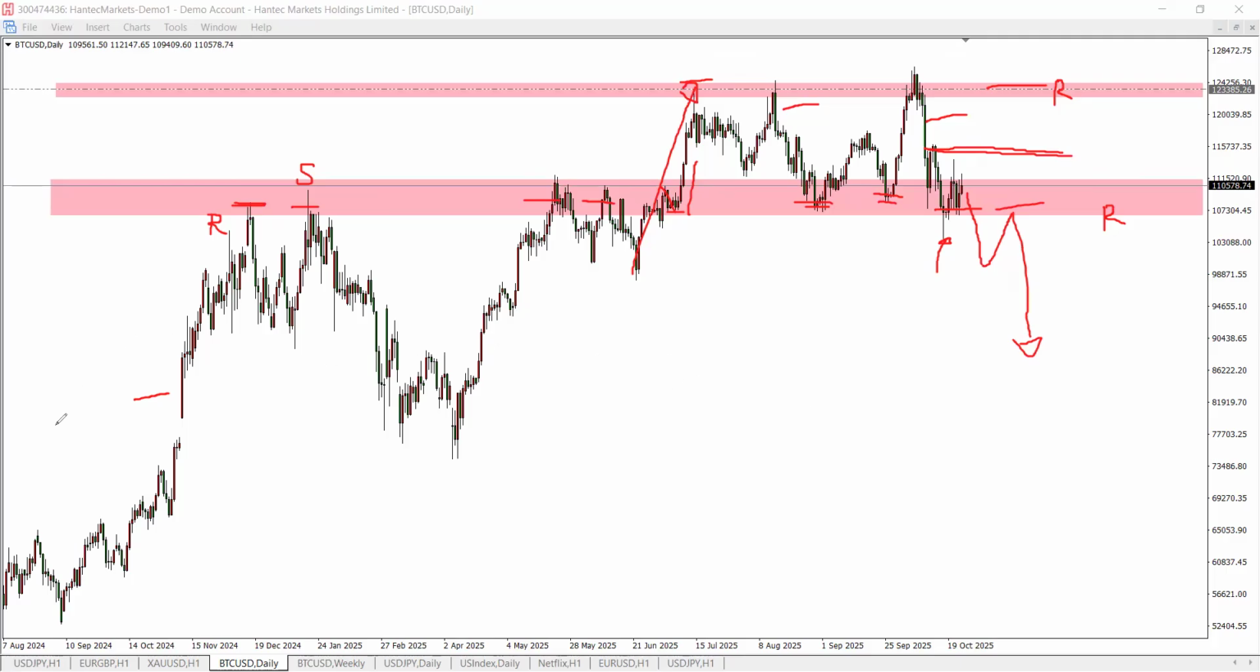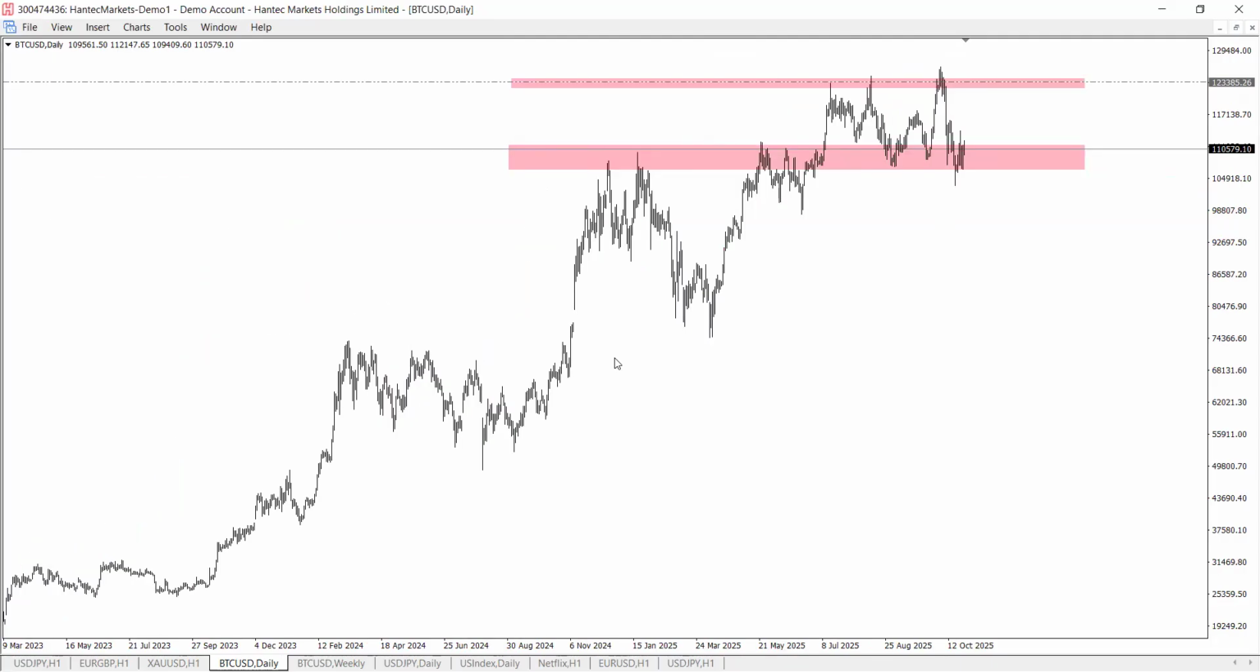So I'm going to show you something. I'm going to clean up this chart and zoom in by one, and then show you possible areas that price might head down to if it's going to be going down. I'm going to copy and paste this horizontal line and drag it to this area here.